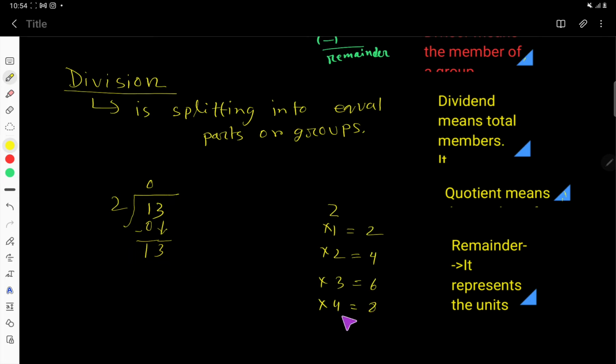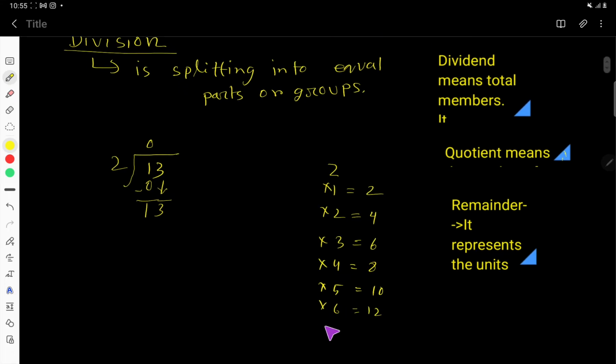So let us expand the multiplication table of 2. 2 times 5 gives us 10. Just add 2 with this 8. Then 2 times 6 gives us 12, right? Then 2 times 7 gives us, just add 2, 14. So 14 is more than 13, so we have to stop here. 2 goes into 13 6 times, write 6 here.